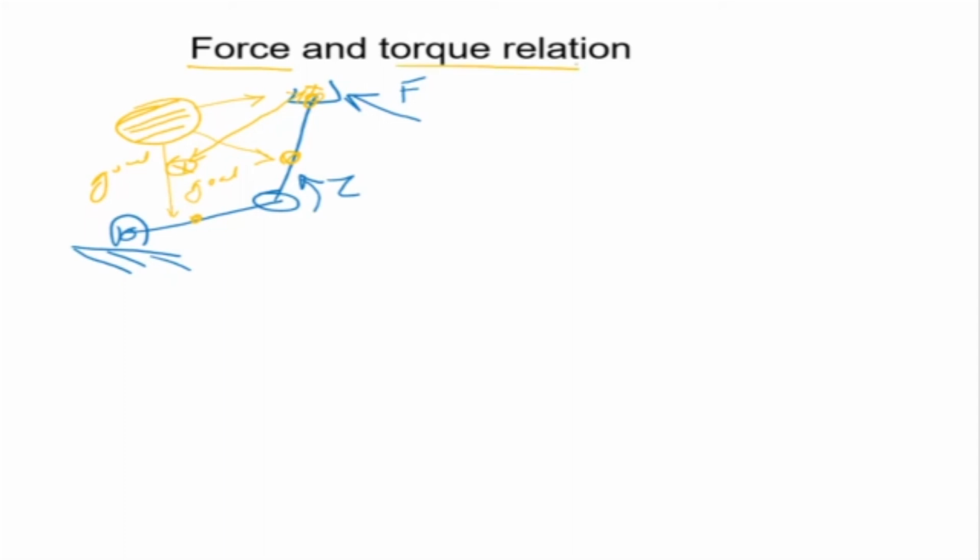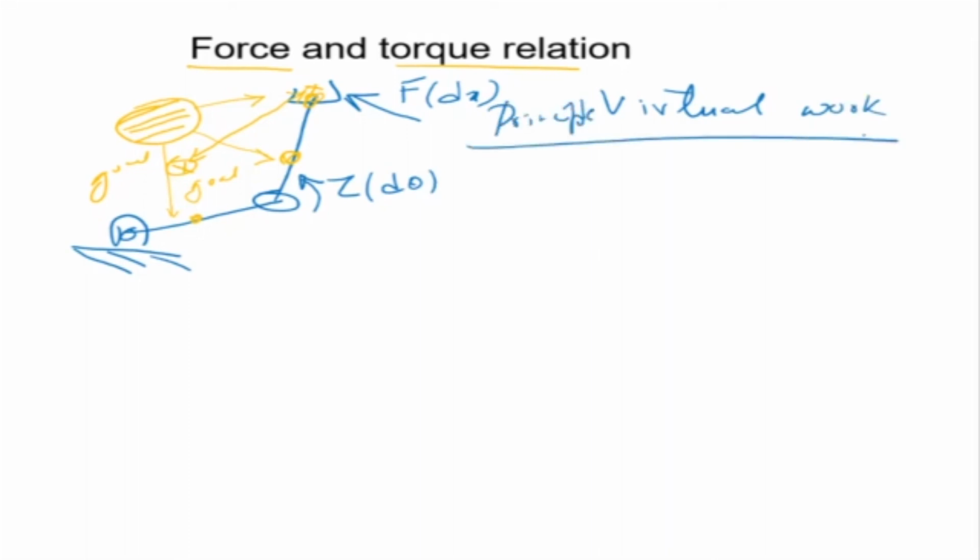Now, if there is a force F acting at the end effector here, let us say this force produces a small deflection dx. Now, correspondingly from virtual work, this force is equivalent to a torque at the joint which has a small deflection d theta. And from the principle of virtual work, we can say that F transpose into dx is equal to tau transpose into d theta.